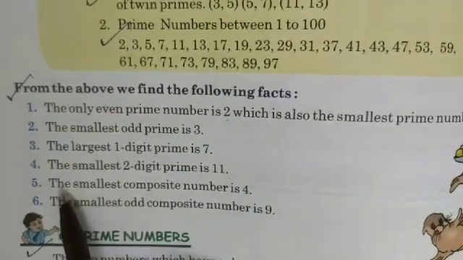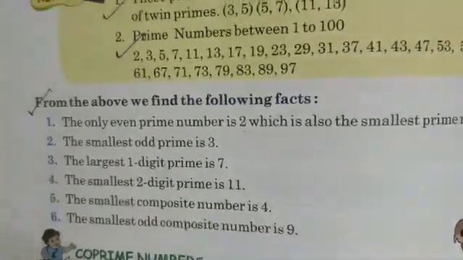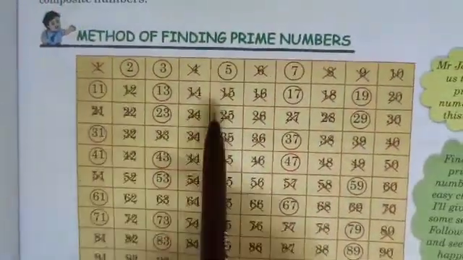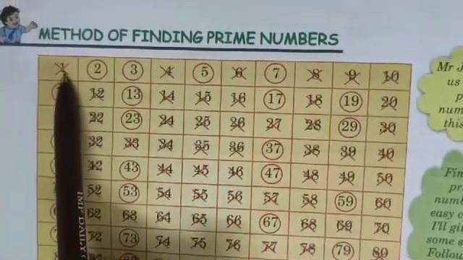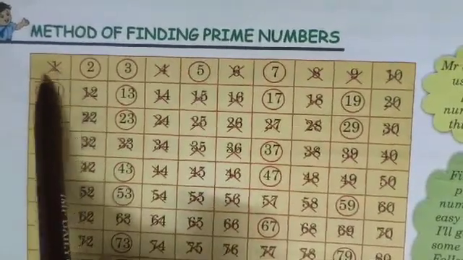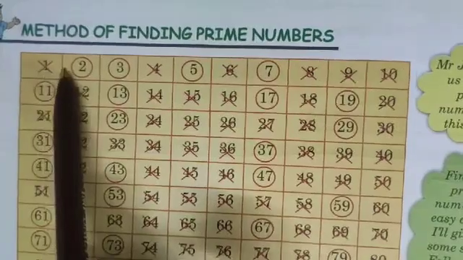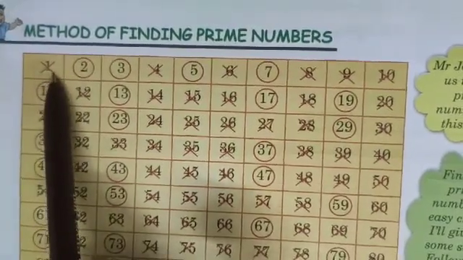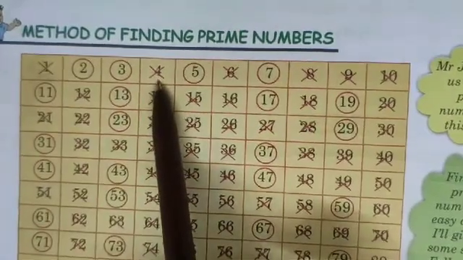The next one is the smallest composite number, which is 4. See the table. We will not count 1 because you cannot say whether 1 is a prime number or a composite number. Neither it is a composite number nor a prime number. So 4 is a composite number, the smallest composite number.